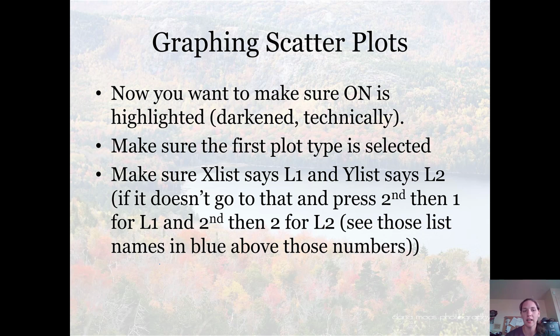So we're going to make sure that on is highlighted. Make sure the first plot type, that unconnected dot plot, is scatter plot, is selected. And then we're going to make sure that the X list says L1, the Y list says L2. If for some reason it doesn't, on your calculator in blue or maybe another color, right above the numbers 1 and 2, you'll see L1 and L2. To get those list names, you just go to where you want to put it and press second 1, and it brings that up. And so that makes it a lot nicer to put those in if for some reason they got mixed up.